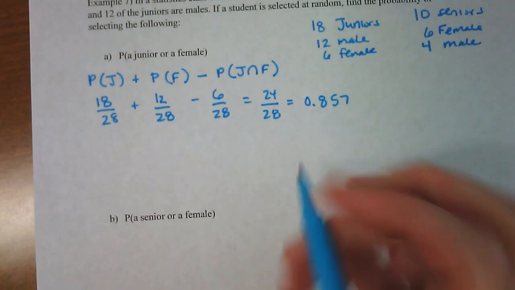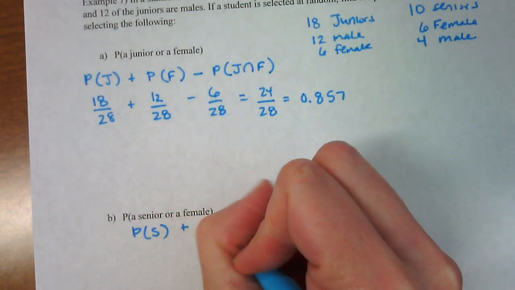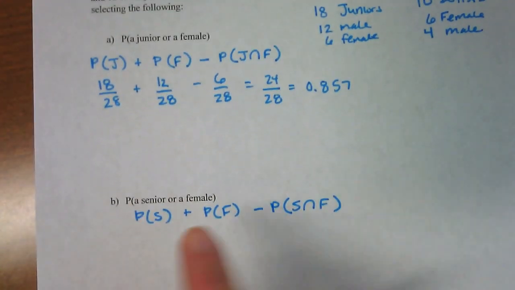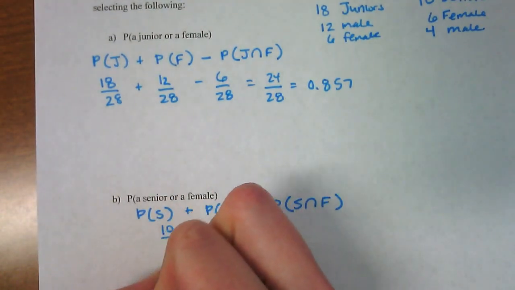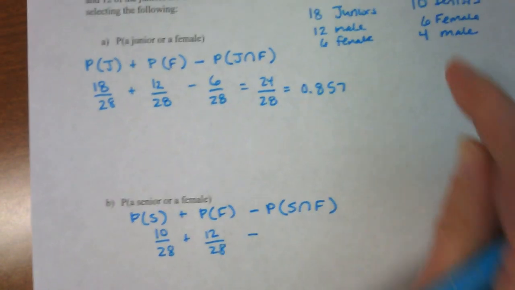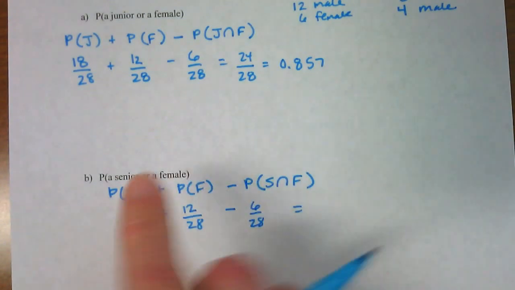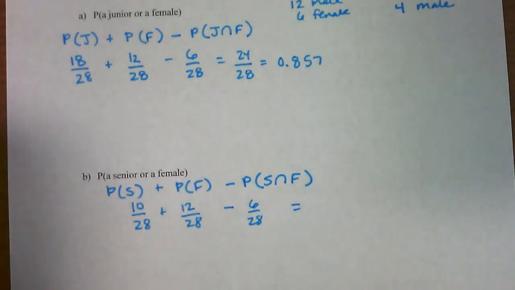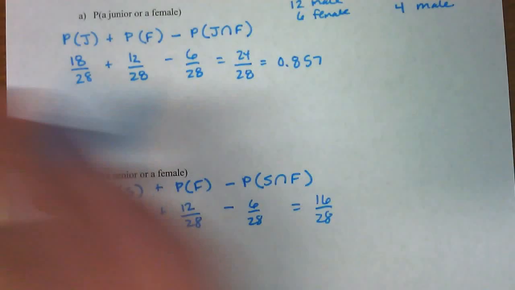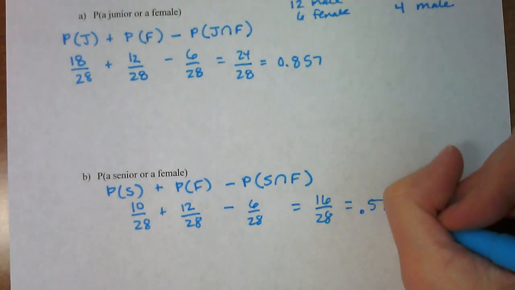A senior or a female, so it's going to be the senior plus the female minus the intersection. So seniors, there's 10. Total females was 12. Minus senior and female is 6. So if I add these up and then subtract the 6, I've got 22 minus 6 is 16 out of 28. And then I'm going to get that as a decimal and get 0.571.